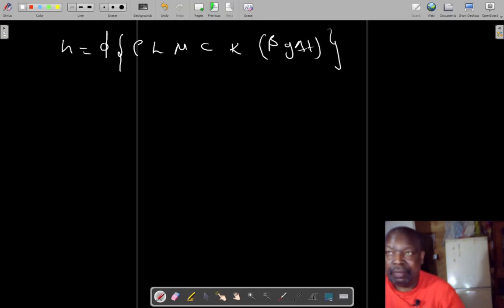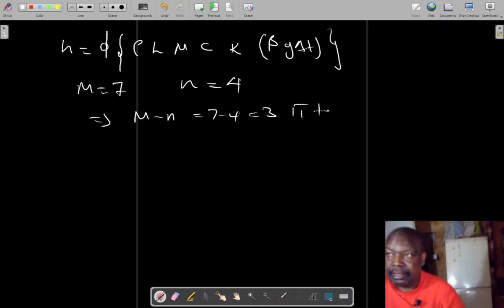So again, we have how many variables? We still have 1, 2, 3, 4, 5, 6 and 7, because this is lumped together to come up with one variable. So we have now 7, and n still remains 4. Therefore, we expect m minus n, which is 7 minus 4, which is equal to 3 pi terms.